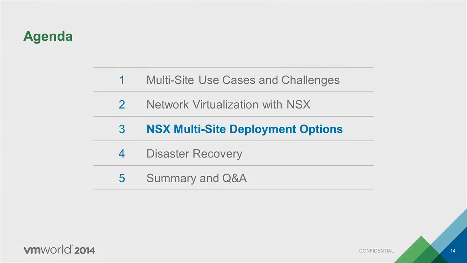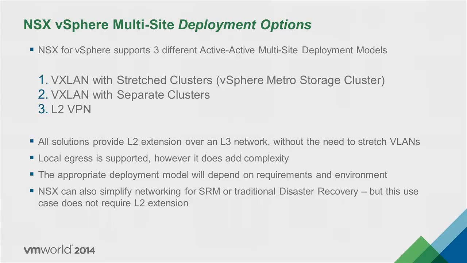All right, so with that background out of the way, we're going to jump into the core of our session here, which is really the NSX multi-site deployment options. To begin with, I'm going to describe the three NSX for vSphere active-active multi-site deployment models. Our first solution leverages VXLAN with stretch clusters, so vSphere Metro Storage Clusters, and really supports enterprise use cases where active-active storage is available. Secondly, we also have a deployment option leveraging VXLAN with separate clusters when active-active storage is not available. And third, there's the L2 VPN-based solution, which can be used to support both cloud and enterprise use cases when a solution needs to extend across separate vCenter servers.